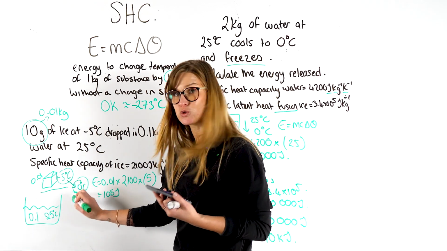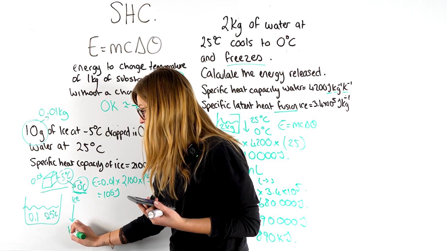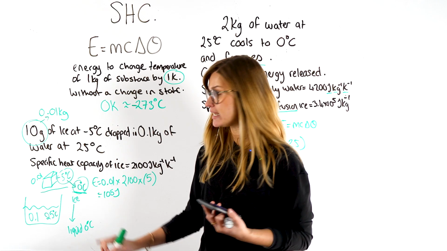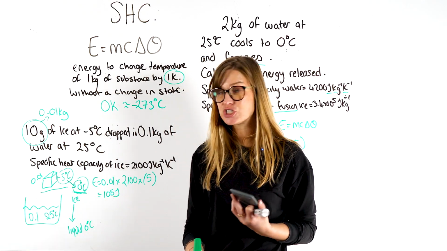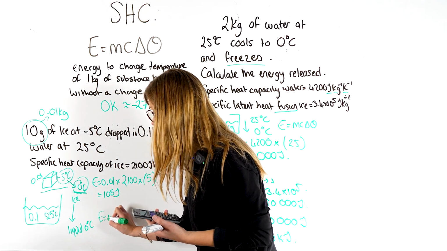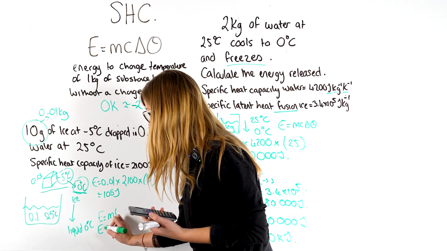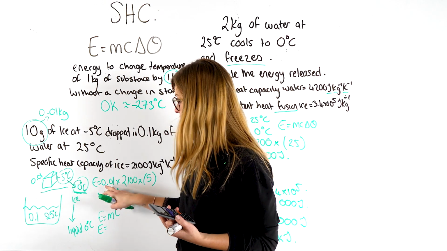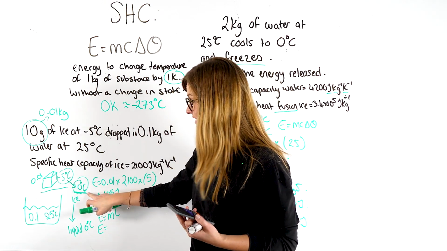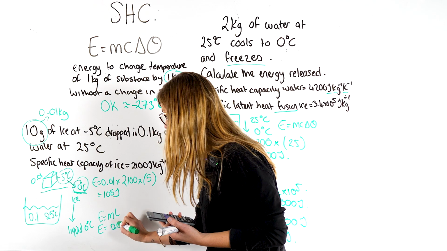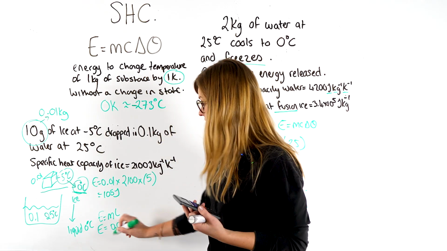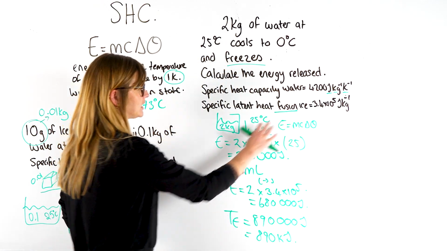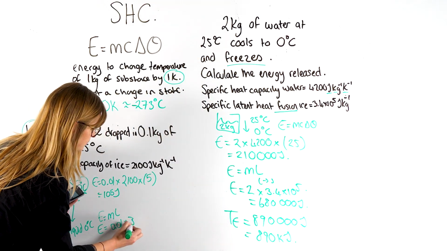But we know that ice at 0 degrees Celsius is now going to change state into a liquid at 0 degrees Celsius. And we know anytime there's a change in state, there's a change in energy. We know to use that equation, E equals m times L. So to calculate the energy of that change in state, we have to use our mass of ice, because we've got 0.01 kilograms of ice at 0 degrees Celsius, times the specific latent heat of fusion of ice, which we were told over here was 3.4 times 10 to the power 5.